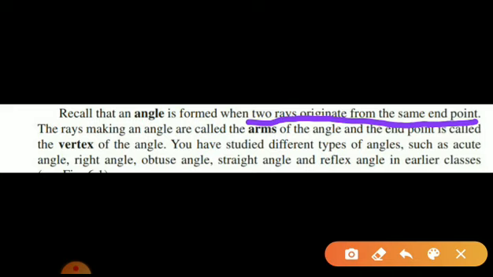That common point, or where it originates, is nothing but your elbow. Suppose this is an angle, with points A, B, and C. What is the common point? It is B. The two rays BA and BC, when they intersect, that point is called a vertex.